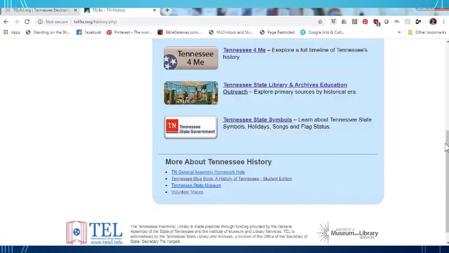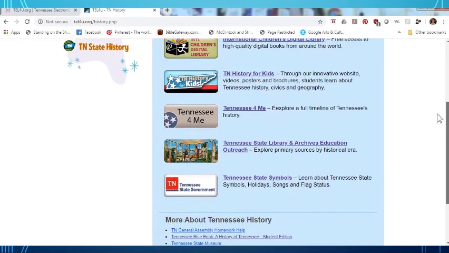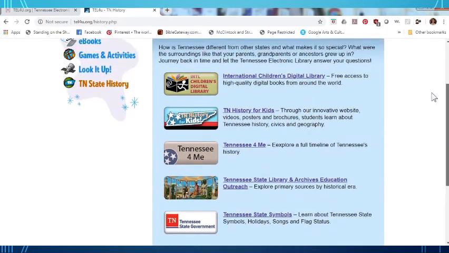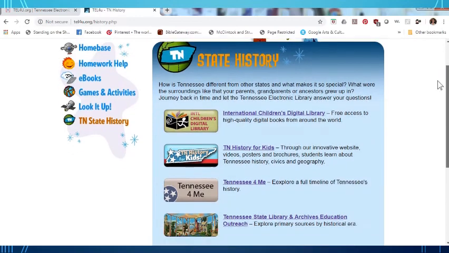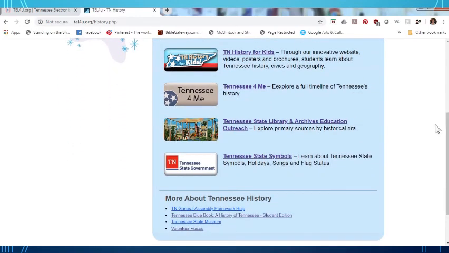Okay, so I hope that you are able to learn a little bit more about our state, about our county, through using some of these websites that you can find through the Tennessee Electronic Library. I'll see you next time.